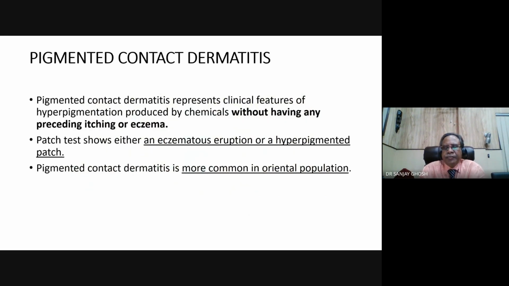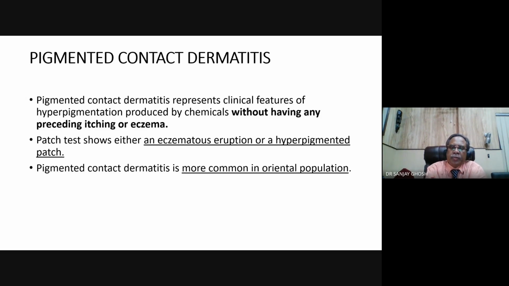Pigmented contact dermatitis is very commonly misdiagnosed as lichen planus pigmentosus or sometimes as erythema dyschromicum perstans. All these types of cases need a patch test. These usually do not have preceding itching or eczema, but patch test cases do not necessarily have this type of pigmentation. It may have an eczematous eruption.